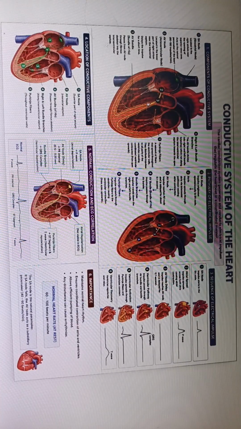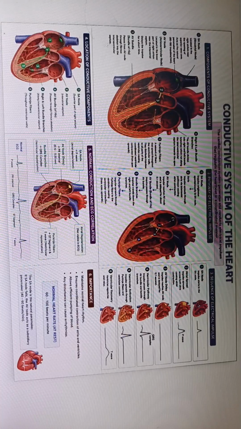Next one is the right and left bundle branches. So look at this picture. This is the right bundle branch and this is the left bundle branch. The AV bundle divides into right and left bundle branches which run along the interventricular septum towards the apex. This is the apex. It runs towards the apex. Next one is the Purkinje fibers, a network of fibers that spread throughout the ventricular walls.